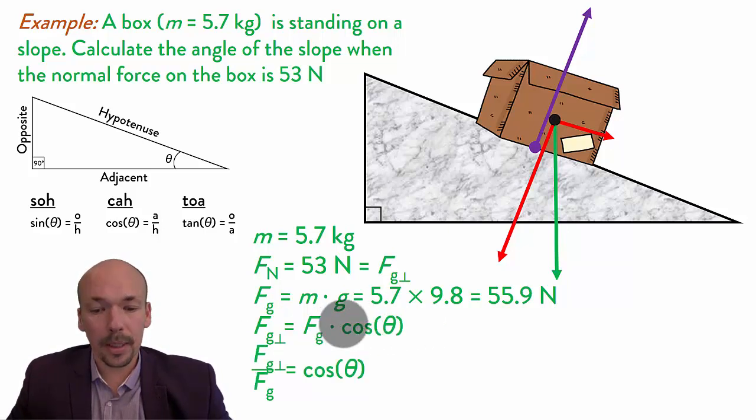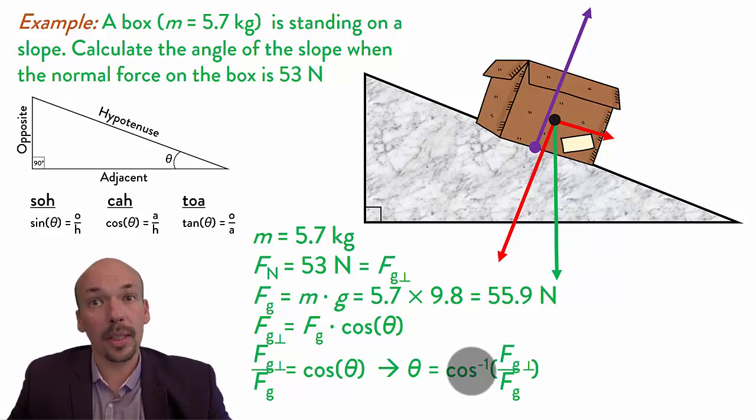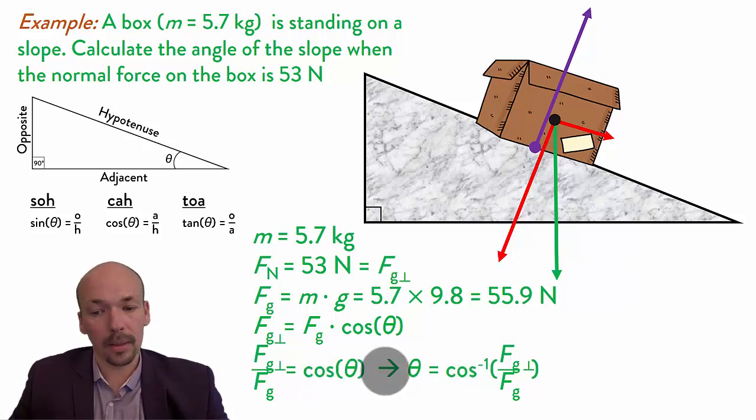Now, as you can see, we have to rearrange this formula. We have to divide by the gravitational force, so the perpendicular force divided by the gravitational force is the cosine of the angle, and we have to get rid of the cosine, and therefore we need to use the inverse cosine. You have to check your calculator how to use it. You have cosine to the power of -1, and that's how to get rid of the cosine, because we need the angle and not the cosine of the angle.